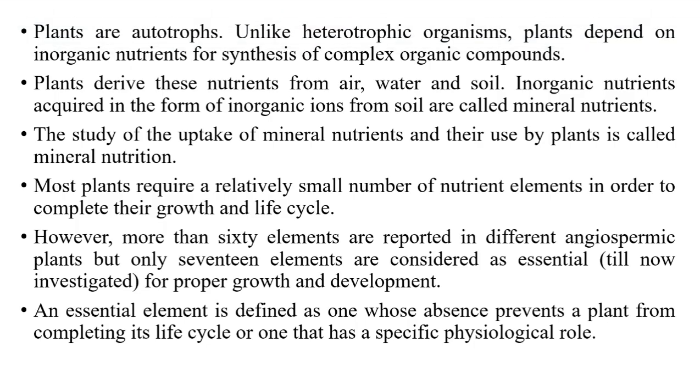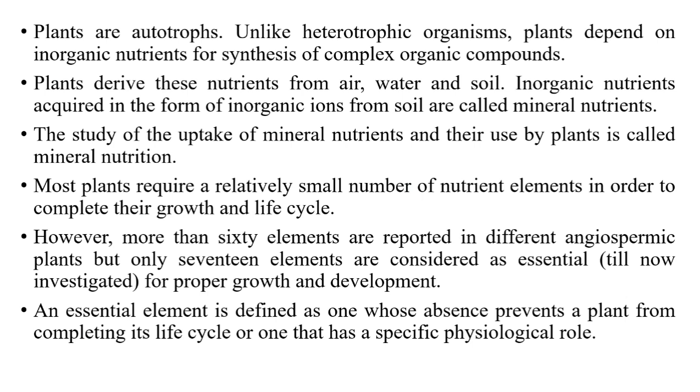At first, plants are autotrophs. Unlike heterotrophic organisms, plants depend on inorganic nutrients for the synthesis of organic compounds, and they can prepare their food by themselves. Plants derive these nutrients from air, water, and mainly from soil. Inorganic nutrients acquired in the form of inorganic ions, cations or anions from the soil are called mineral nutrients. So mineral nutrients are the inorganic nutrients derived from the soil in the form of anions or cations. The study of uptake of mineral nutrients and their use by plants is called mineral nutrition.